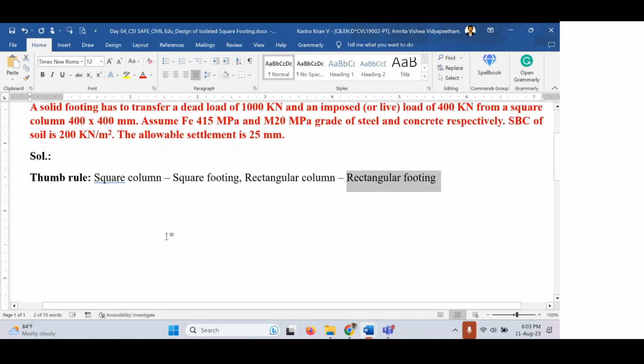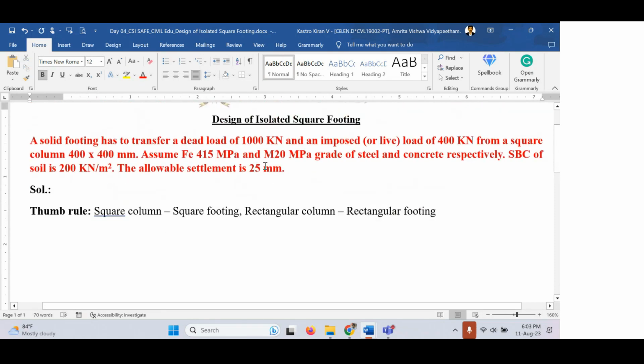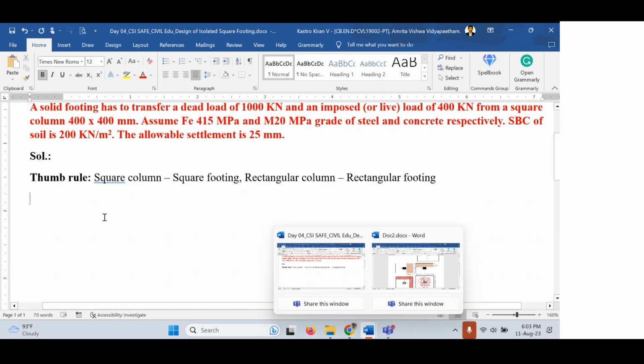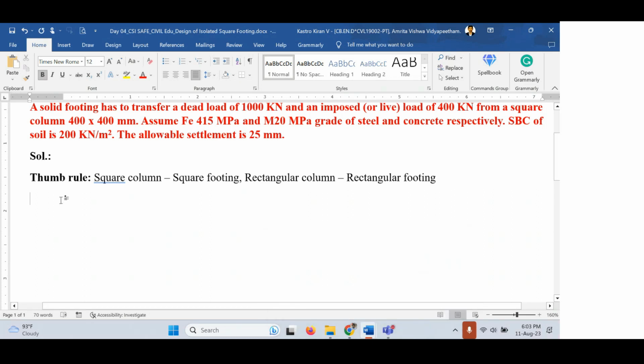So in this case, if you observe, the type of the column is a square column, which is 400 by 400 mm. Since it's a square column, I'm going to show you how to design a square footing. The same steps will be there. There won't be much change with respect to the steps. So let me talk about the steps and the process of solving this particular problem.